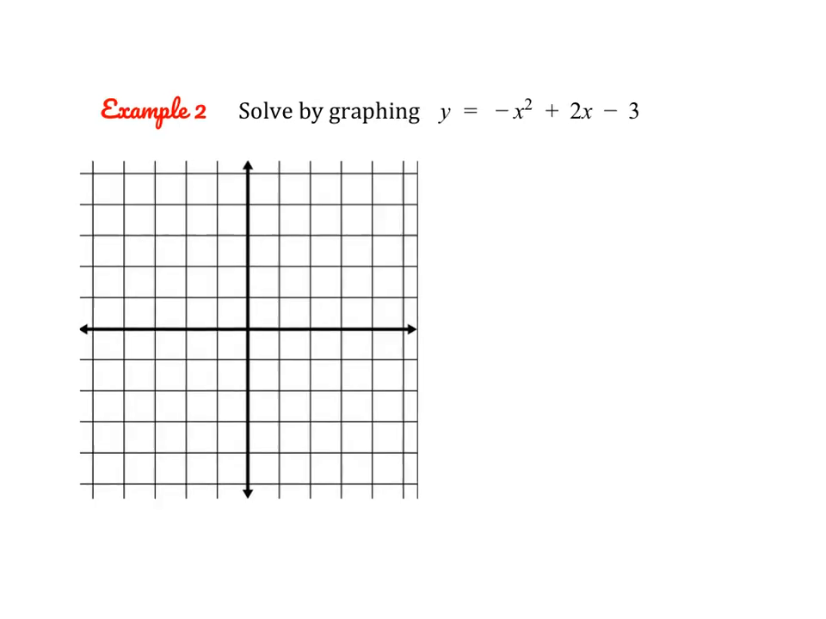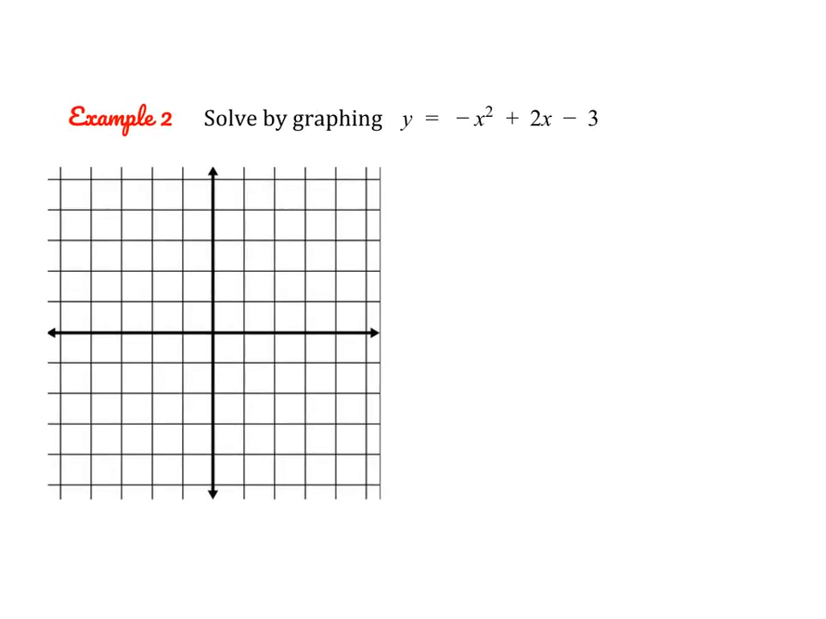Okay, we're going to try another one together. This one is a different type of solution. So let's start by graphing it. So again, let's find the x value of our vertex. So here we do -(-2) over 2 times -1. Our a value is -1. So here we have 2 over -2, which is -1.